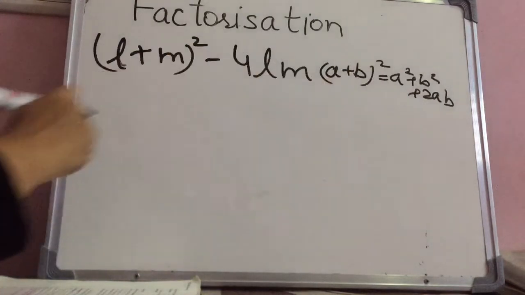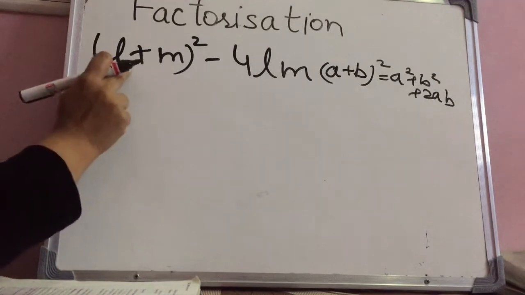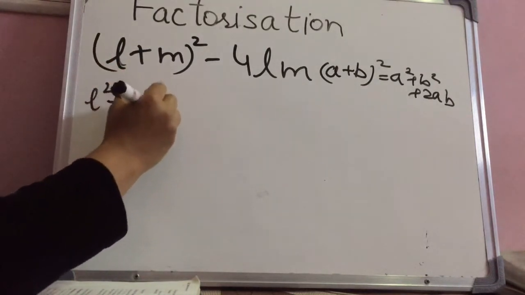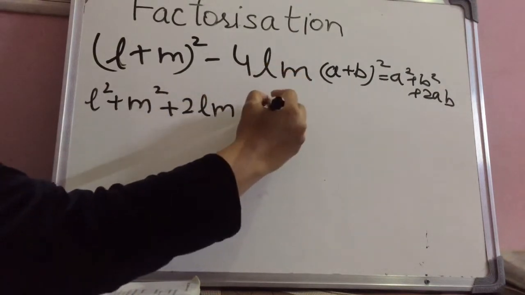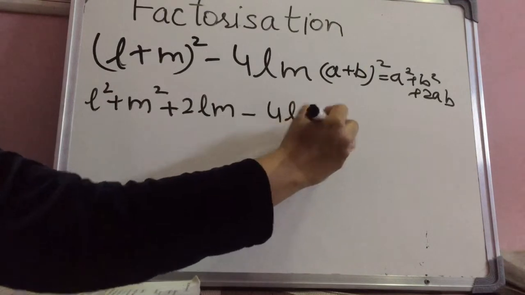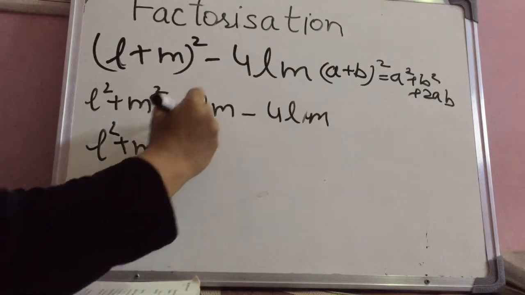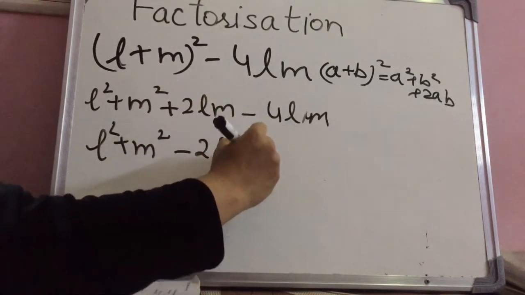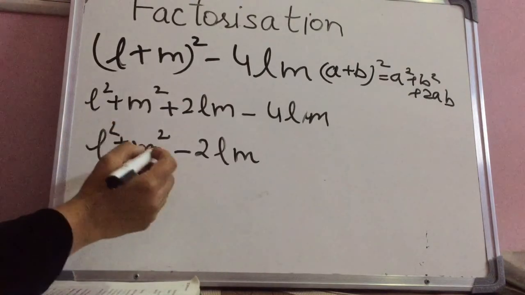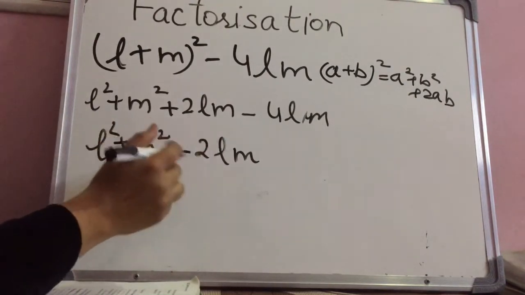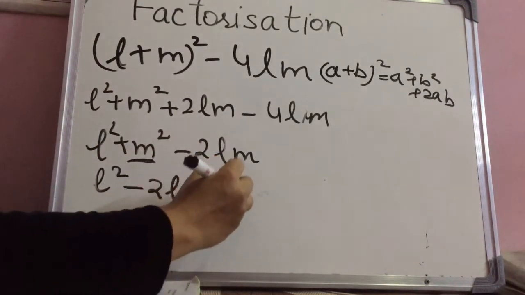This we have done in my earlier videos. You can go and watch it for clarification of identities. So L square plus M square plus 2LM. Now the next term was 4LM. So L square plus M square minus 2LM. So now you see we cannot split this term. So we will change this expression like L square minus 2LM plus M square.